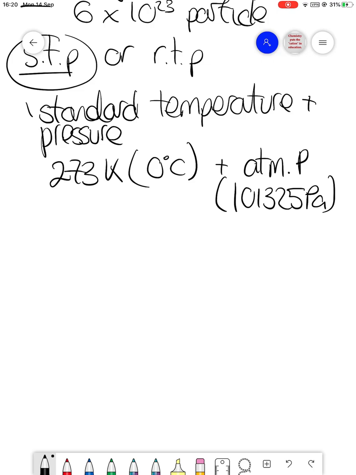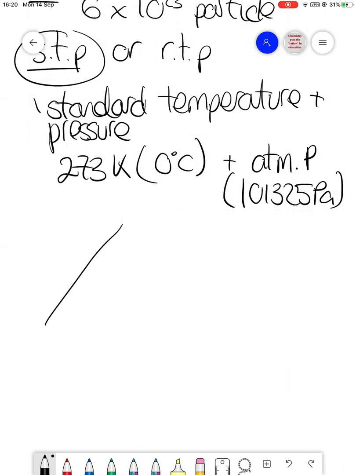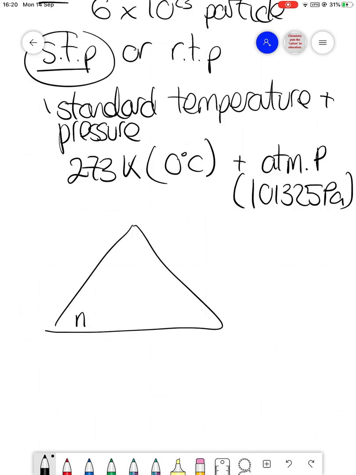So before we get into the actual volumes, we're going to look at the triangle. So the triangle, we always put moles at the bottom left for 3 of the 4 triangles. We're going to put volume at the very top, and we're going to put molar volume at the bottom right.